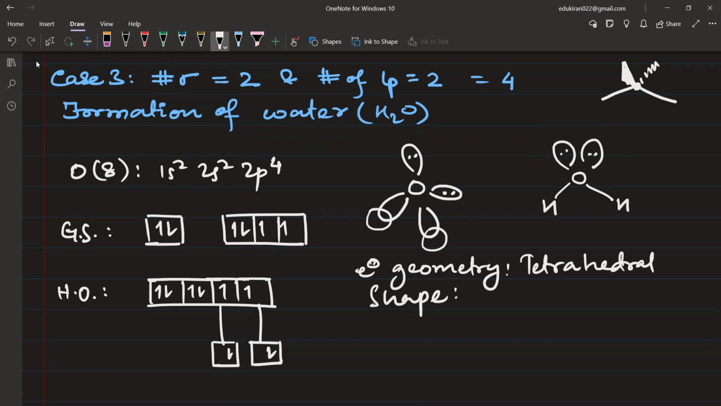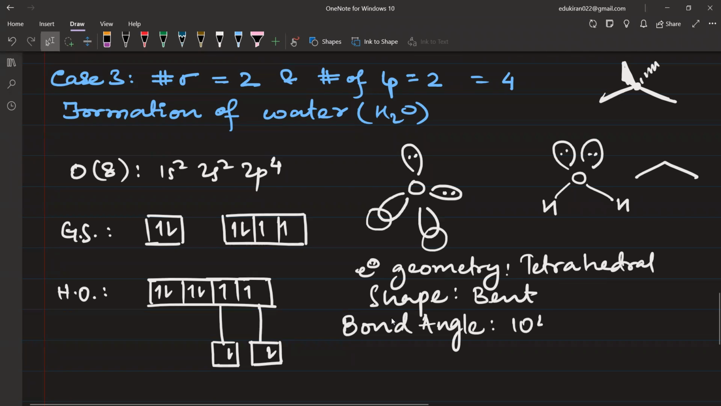The shape is going to be bent. You can see this kind of shape, this is the bent shape, and the bond angle will further reduce. How much will it become? 104.5 degrees. The decrease in bond angle is due to the greater repulsion of lone pair bond pair. Lone pair and bond pair have greater repulsion than bond pair bond pair.